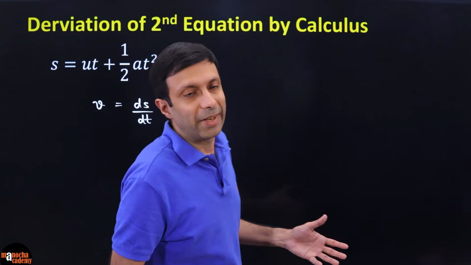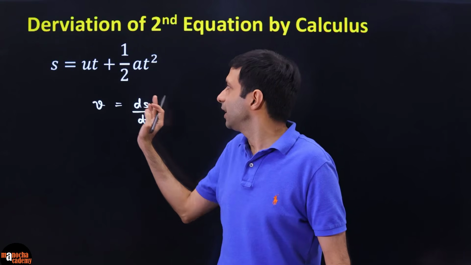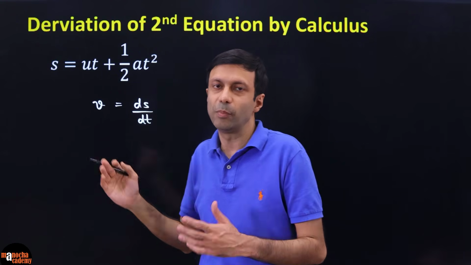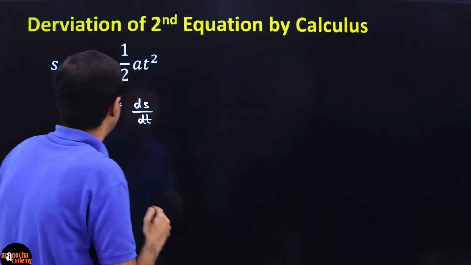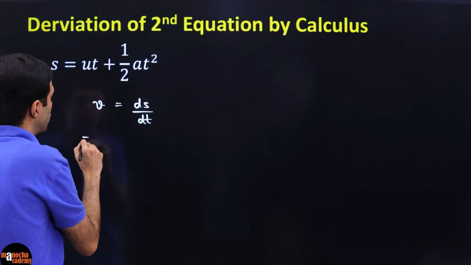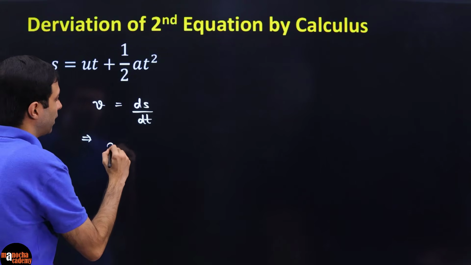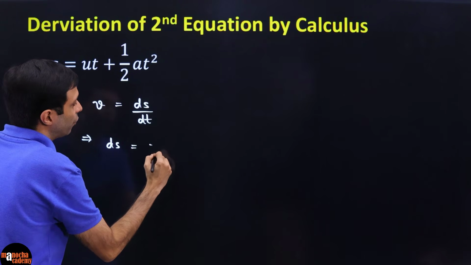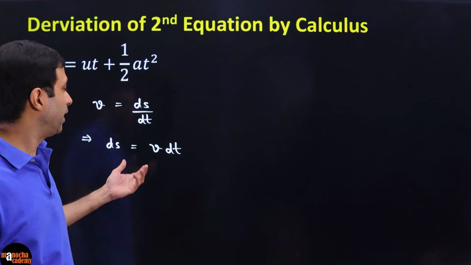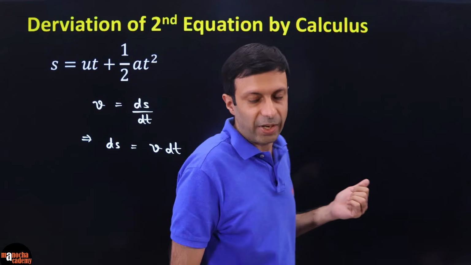Since we want to calculate displacement, let's bring that on the left hand side. So we'll bring velocity and time on the other side, because you can see in the equation of motion, displacement is on the left hand side here. So I can write ds equal to v dt, right? ds equal to v dt.